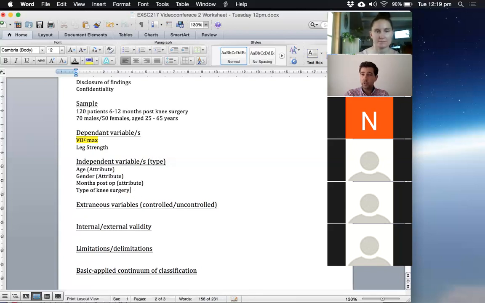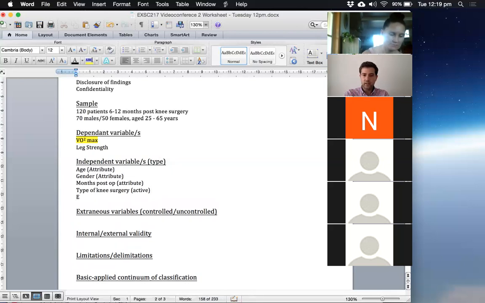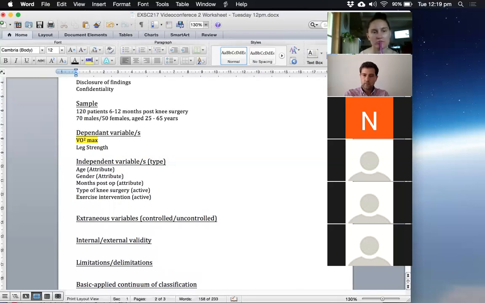Type of knee surgery could be attribute or active, depending on whether we're tracking surgeries that have already occurred, or whether it's part of our experimental design, looking at the effect of two different surgeries. So let's say that we're looking at that as an active independent variable. Others might include exercise intervention, maybe some sort of supplement intervention. So we've really got an almost endless list of things that we could use as independent variables, okay?